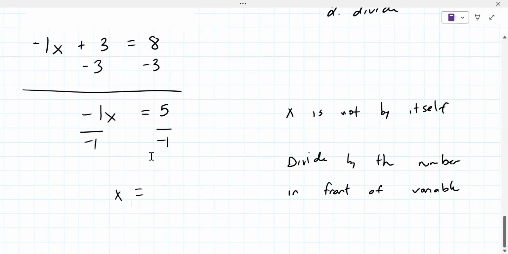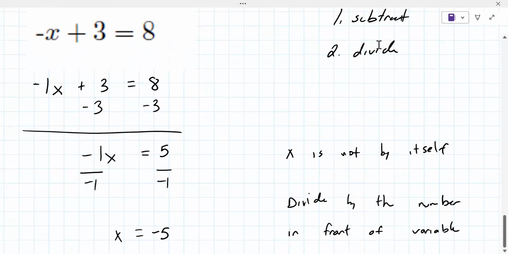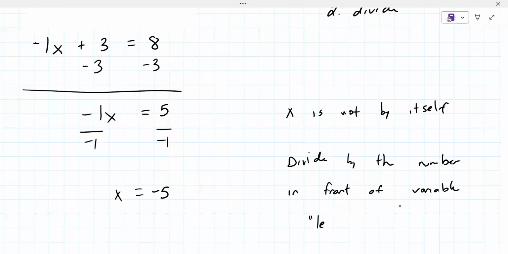You seem really distracted right now. That's going to be negative 5. It is negative 5. Okay. Every problem we've done, subtract and then divide. What number do you divide by? The number in front of the variable. In front of the variable means left of the variable.